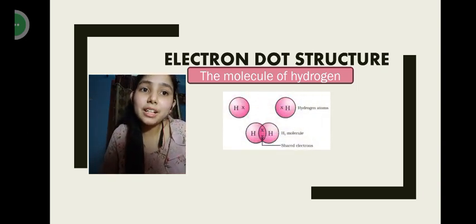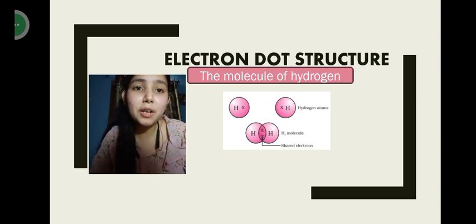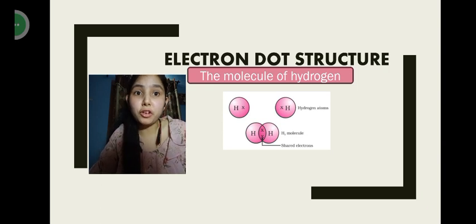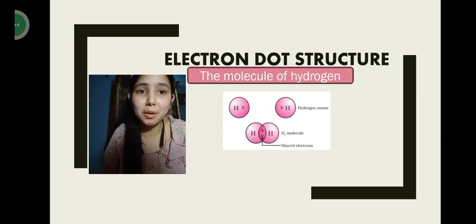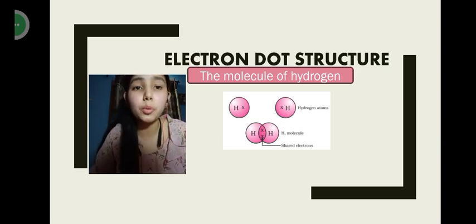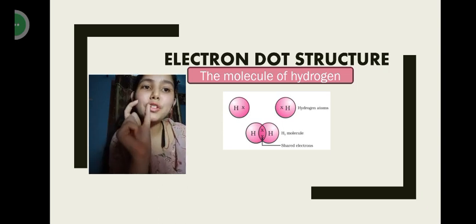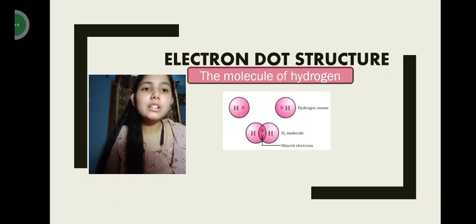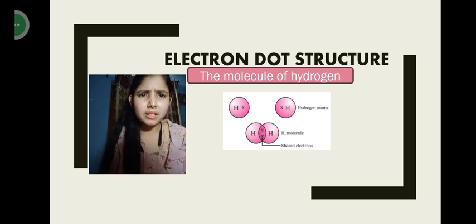So here we have the electron dot structure. I know this looks so complicated, so scientific, but nothing to worry about. This is not rocket science. It's so easy. Okay, we have two atoms, one hydrogen and one hydrogen. So what does that cross signify?